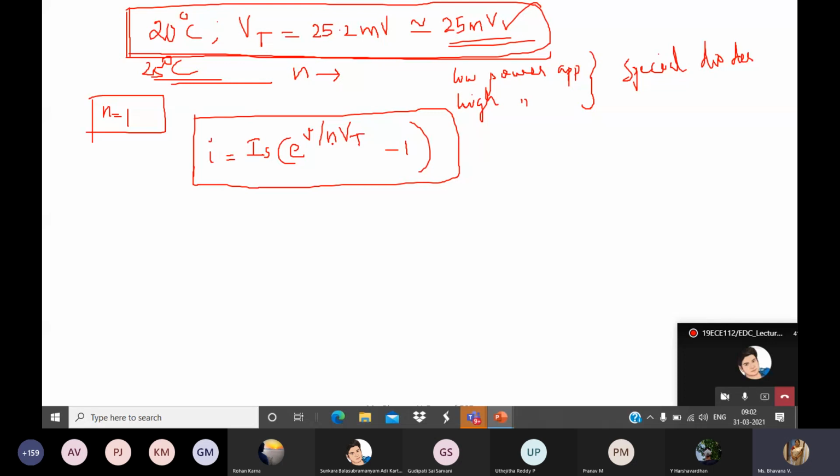And N value can be 1 or 2 depending upon the structure and material used for fabricating the diode. So if it is made of standard integrated circuit, N will be equal to 1, and if it is made of discrete component, 2-terminal component, N will be equal to 2. And if nothing is mentioned in the question, we have to always assume N is equal to 1. Is this clear for you till now?